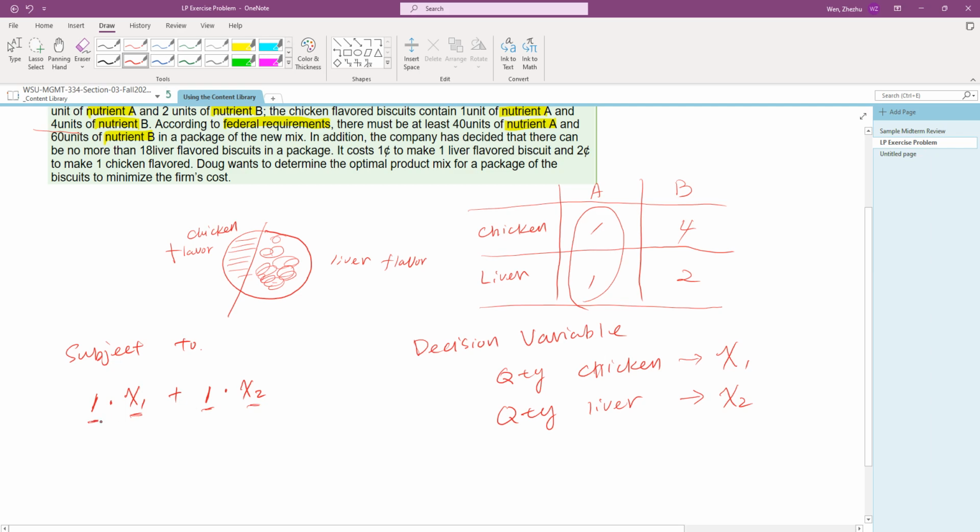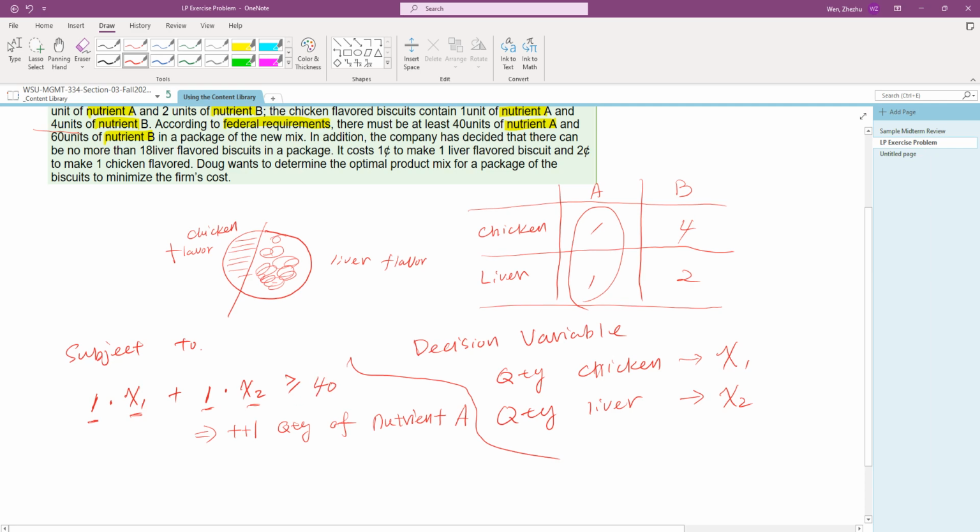So they together form the total quantity of nutrient A. Okay, but this must be at least 40. So the sum here should be greater than or equal to 40. It must be at least 40 units, right?